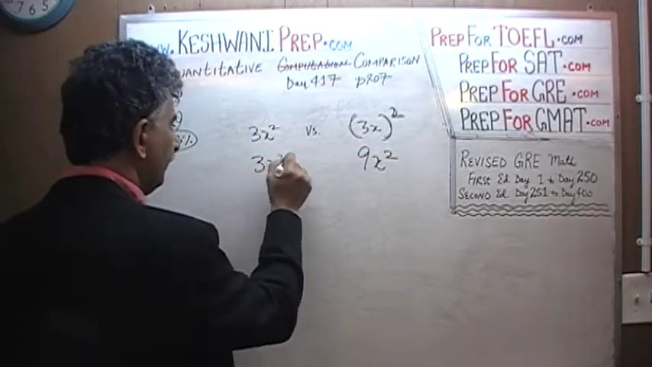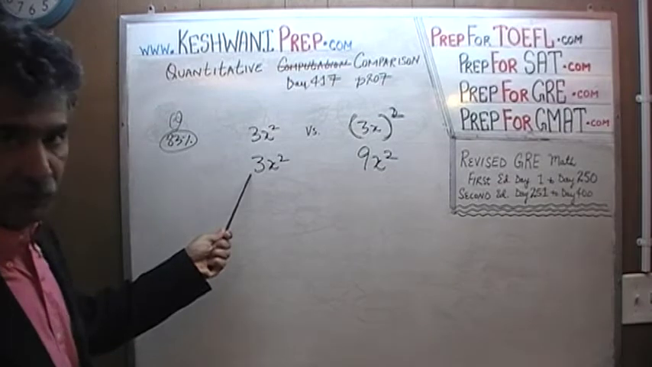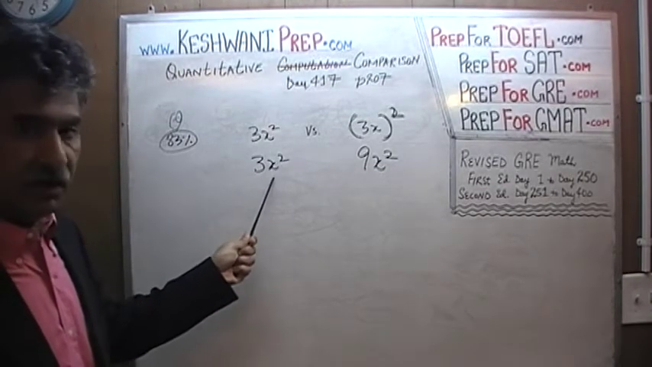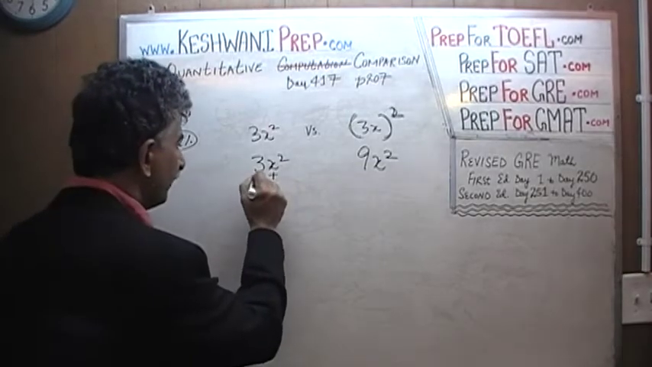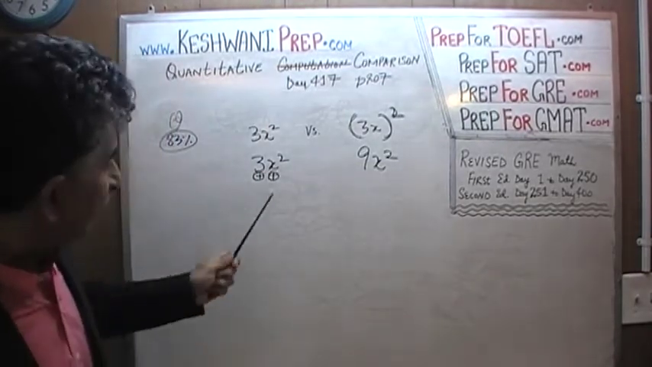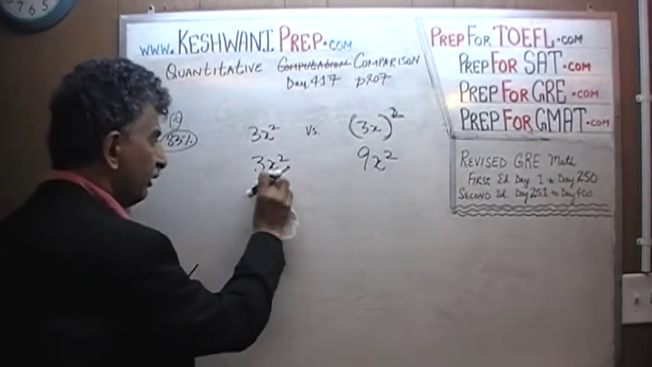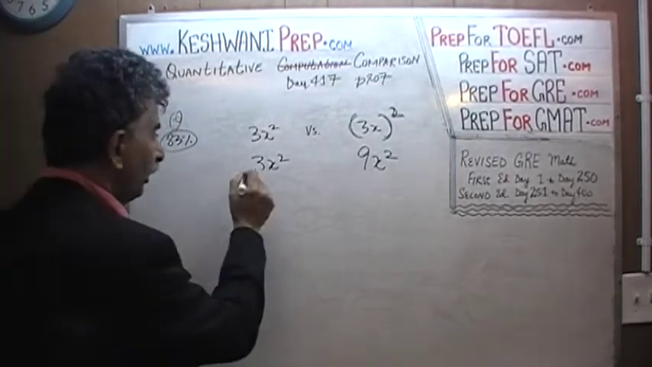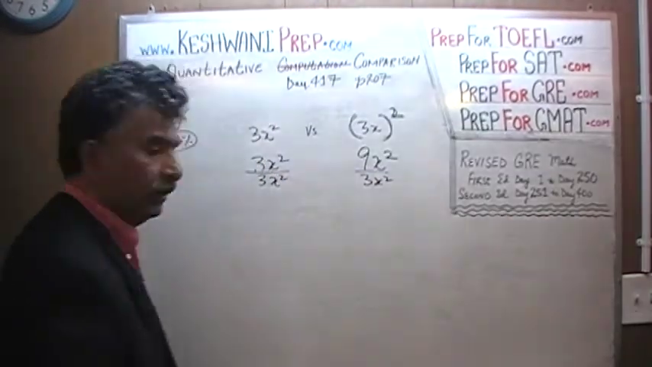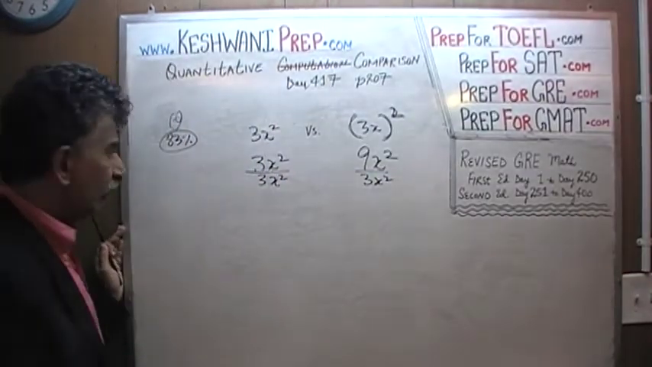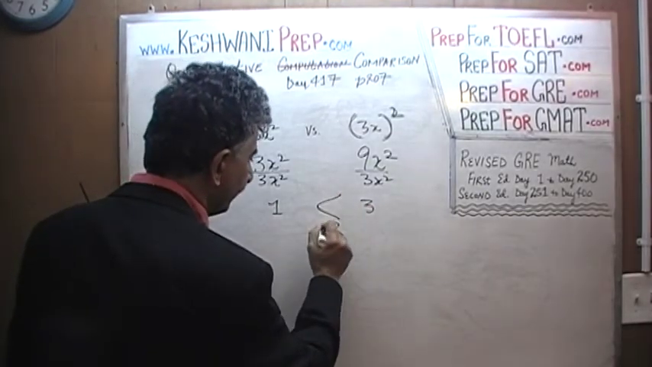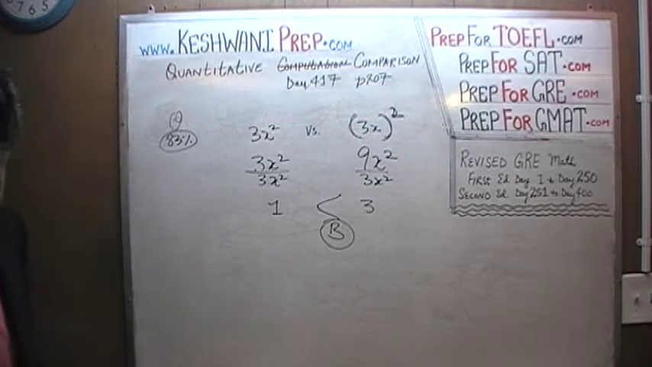Here, we have 3x squared. 3 is a positive quantity. X squared, even if x turns out to be negative, by the time you square it, is a positive quantity. So 3x squared is a positive quantity. Because it is a positive quantity, it's perfectly okay to divide both columns by 3x squared. If we were to divide both columns by 3x squared, we end up with a 1 on this side, 3 on this side. Obviously, 3 is bigger, the answer is B. Do you understand?